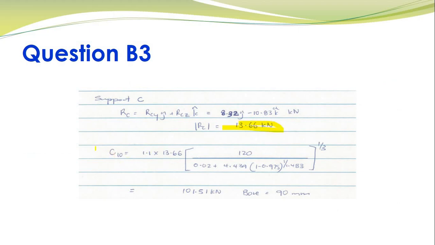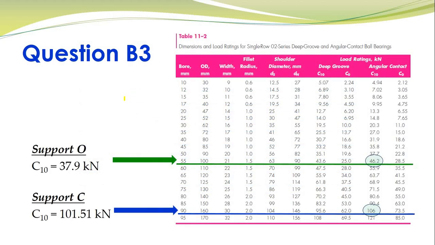Substituting into the equation for finding your C10, your catalog rating, substituting everything appropriately, you get a C10 value of 101.51 kilonewton, and the bore size corresponding to this catalog rating is 90 mm. So I will tell you how to select your bearings.